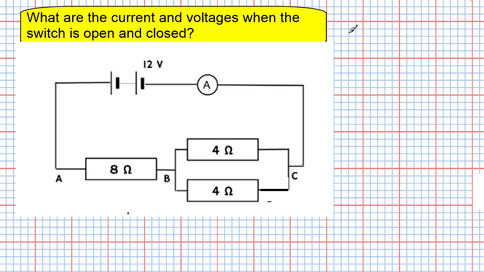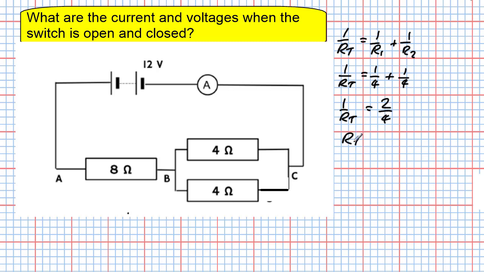We could use a formula again. 1 upon RT is equal to 1 upon R1 plus 1 upon R2. So 1 upon RT for the resistance between B and C is going to be 1 upon 4 ohms plus 1 upon 4 ohms. And in fractions, that's going to be equal to 2 over 4.